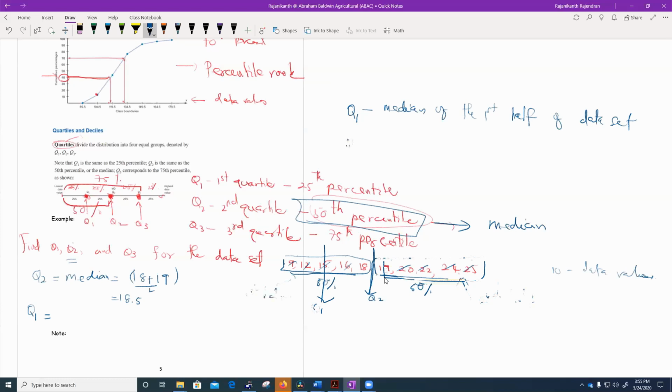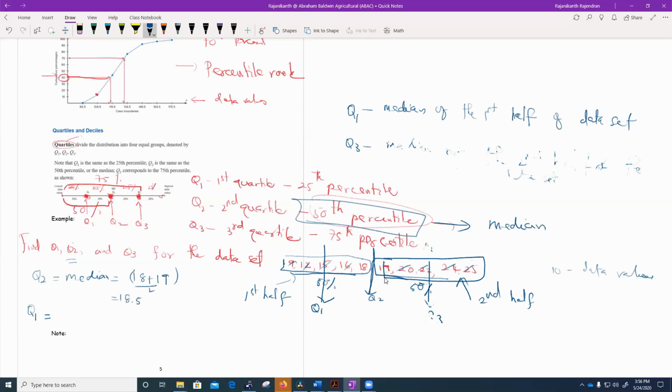Therefore, Q3 is what? The midpoint of your second half. Only look at the second half. So Q3 is nothing but the median of the second half of the data set. Therefore, the midpoint of my second half, 1, 2, 3, 4, 5, the middle point is here. The middle point is 22. So 22 is going to be my Q3.